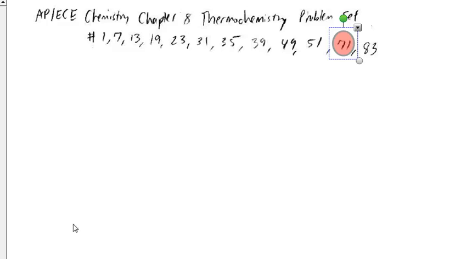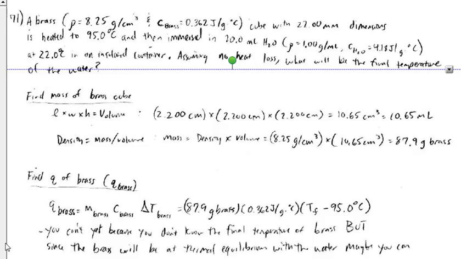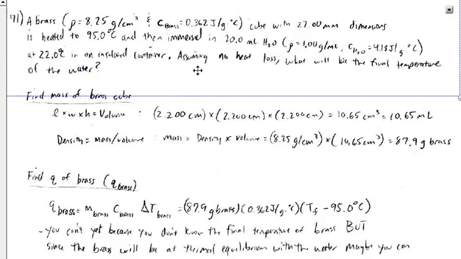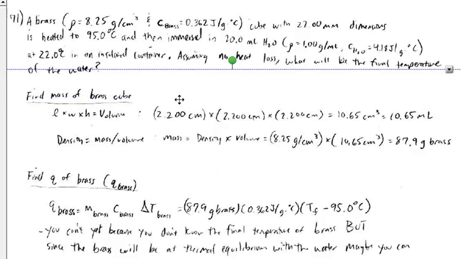All right, let's take a look at 71. In 71, this is pretty involved. You're working with a chunk of brass, and it has certain dimensions, 22 millimeters on every side. It's heated to 95 degrees Celsius, then dunked into some water, 20 milliliters of water specifically, at 22 degrees Celsius. And you're asked to assume that there's no heat loss and find what the final temperature of the water is. So I give a few pieces of advice on this one.